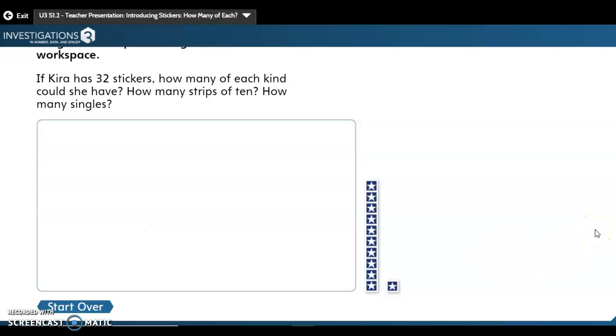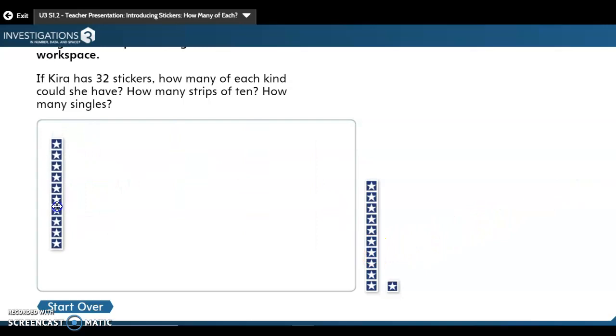Let's see if we can think of a different way that we can solve this problem. I know I have 32 stickers altogether. So I know that was 3 tens and 2 ones. But how is a different way that I can solve that problem? Think for just a second. What if we tried to solve this problem by using just 2 tens? Is that something that we could try? Well, let's work together to see.